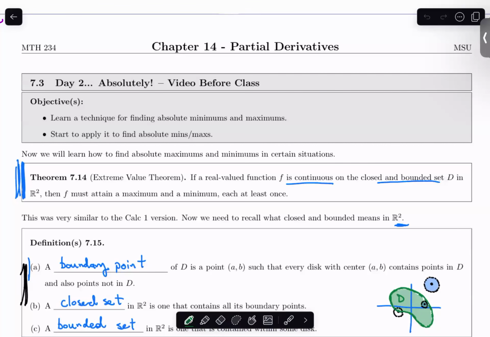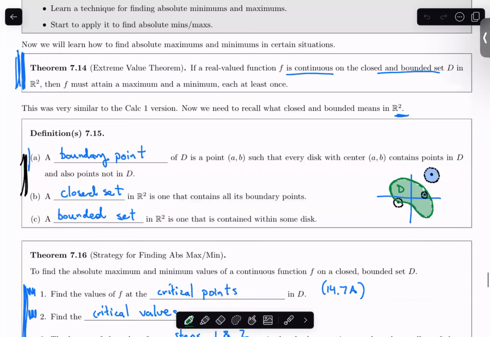I wanted to start off with, first of all, when can you actually find absolute mins and maxes? Because they won't exist for just any old function on any old set. In order to guarantee that you can actually find an absolute min and max, what you need is the extreme value theorem. It says that if we have a continuous function, and it needs to be on a closed bounded set, so already we need a few definitions of what closed and bounded mean, then it has an absolute min and a max.